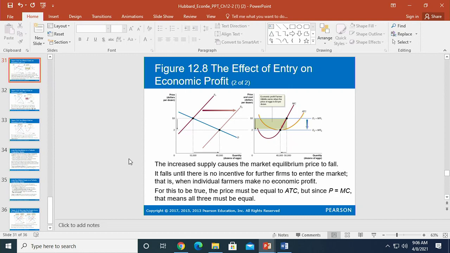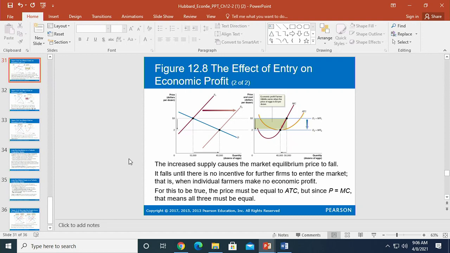So as more firms enter the industry, pushing the supply curve to the right and reducing the price that people are paying, for each firm, that's going to push a horizontal demand curve, marginal revenue curve, straight down. And it's going to go all the way until we reach that average total cost curve at the minimum point where it crosses the marginal cost curve. So there's no economic profit being earned.